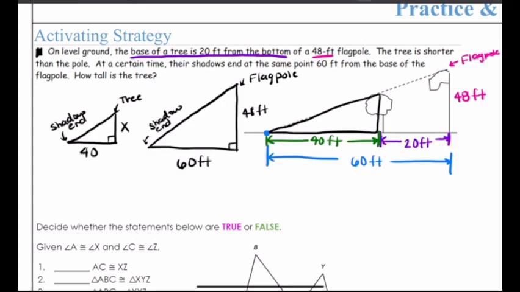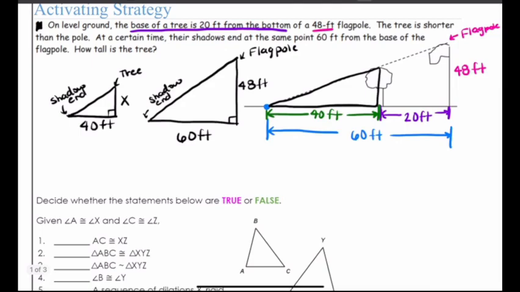So now here we have two similar triangles, and we can set up a proportion to solve for X, okay? So remember that the scale factor should be the same for both of them. So for example, if I divide 40 by X, whatever X is, it should equal 60 divided by 48 because they're similar triangles. So 40 over X should equal 60 over 48.